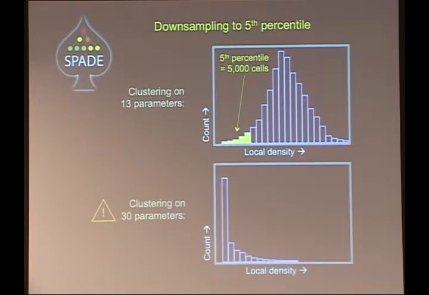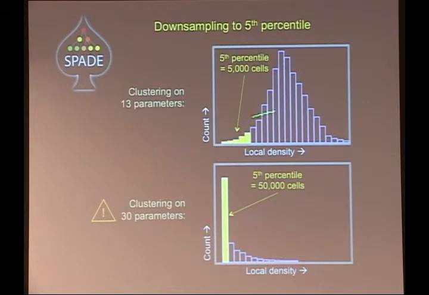But I've seen it where with the same exact data set, if you do the clustering on 30 parameters, the local density is much more biased towards these cells that now have no neighbors. This is the curse of dimensionality, where in 30-dimensional space, cells are much less likely to have any neighbors. And so most of your cells have a very low density here. And as a result, the bottom 5th percentile is actually like half of your data. So you're not doing very much downsampling at all if you do it this way.